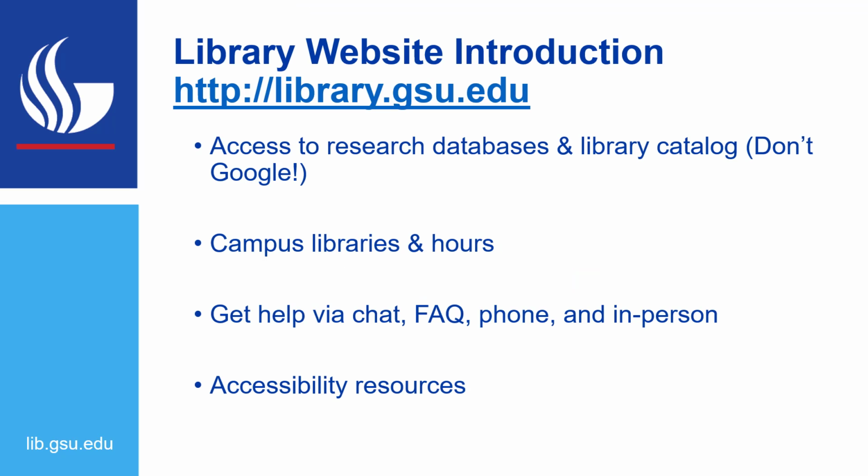The library website, web address library.gsu.edu, is your access point to get high-quality research databases and our book catalog. It's also the place you can find general information about our library, like all the campus library locations and hours. You can also use our website to receive online help from a librarian via chat or frequently asked questions. Finally, there's a page on what accessibility and accommodation resources we have available at each campus library. In the next couple of slides, I'll briefly discuss a couple of databases we have that may help you on some assignments you may have this semester.